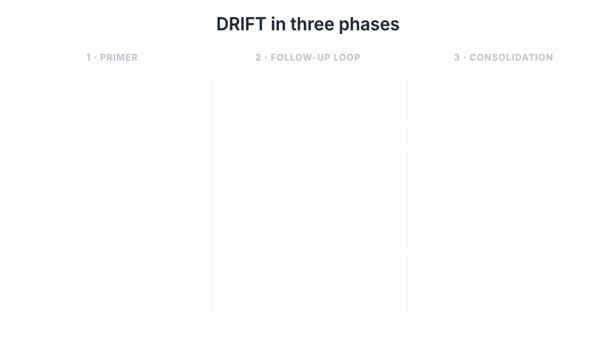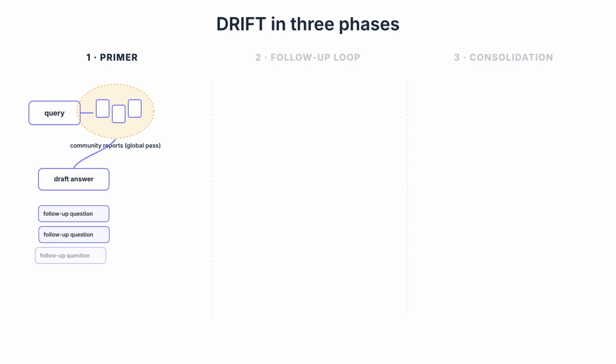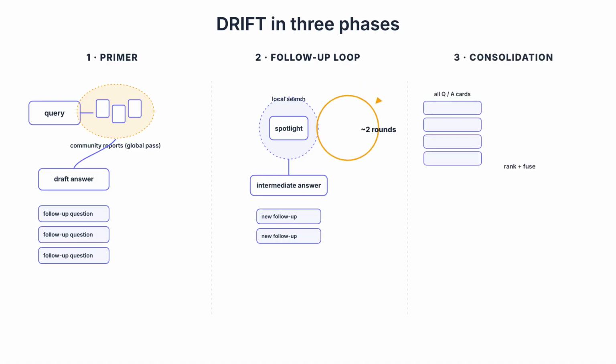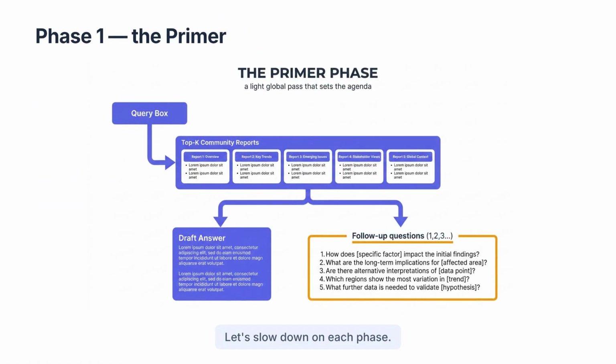Drift runs in 3 phases. The primer does a light global pass to draft a rough answer plus follow-up questions. The follow-up loop runs each follow-up as a local search, learning and spawning new follow-ups, a couple of rounds. Consolidation ranks everything and fuses it into one answer holding both the big picture and the fine detail. Let's slow down on each phase.